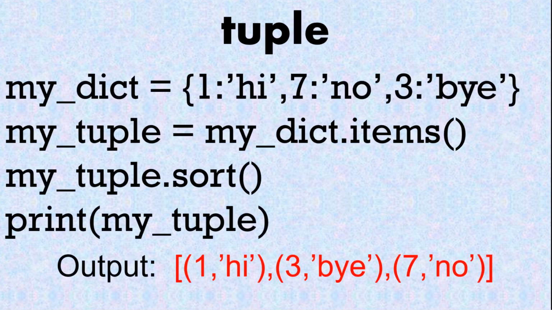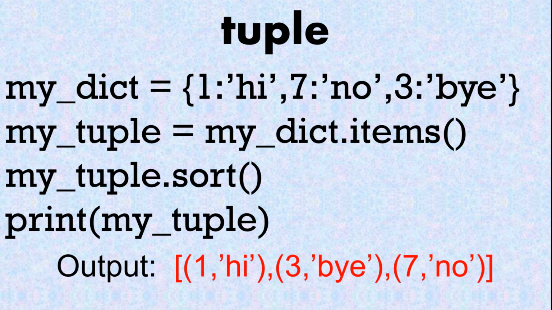So here's an example of a dictionary with the keys 1, 7 and 3 and the values high, no and bye. And we can create a tuple from the items. So the tuple of 2 items is going to be 1 and high, 7 and no, and 3 and bye. We can sort our tuple using .sort, and then when we print that, you can see the output here.